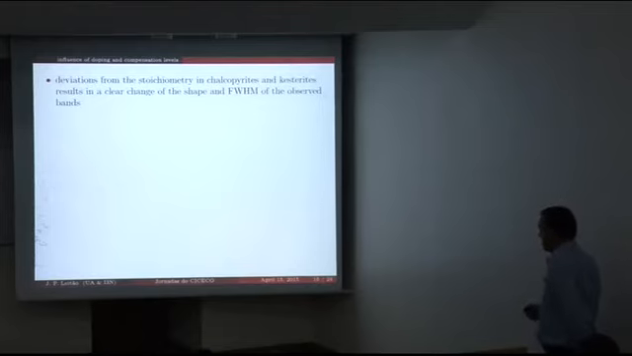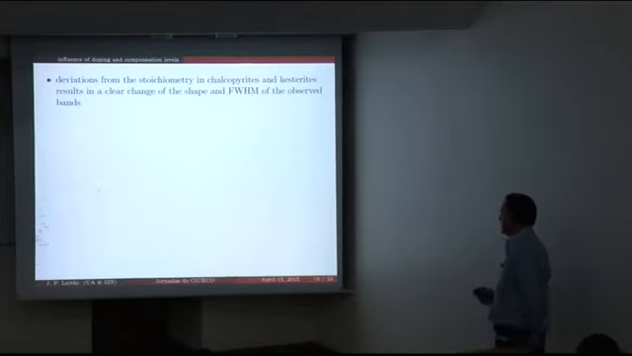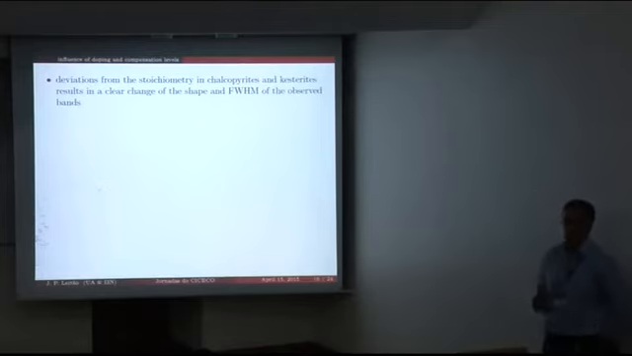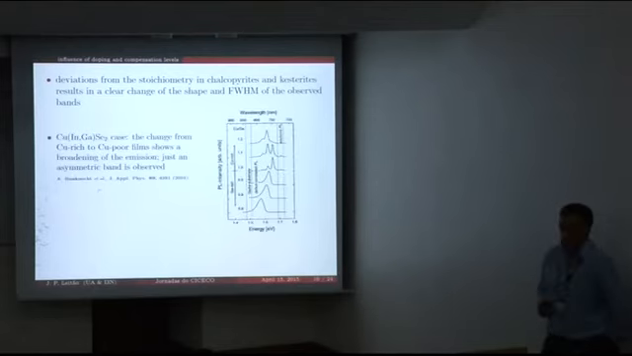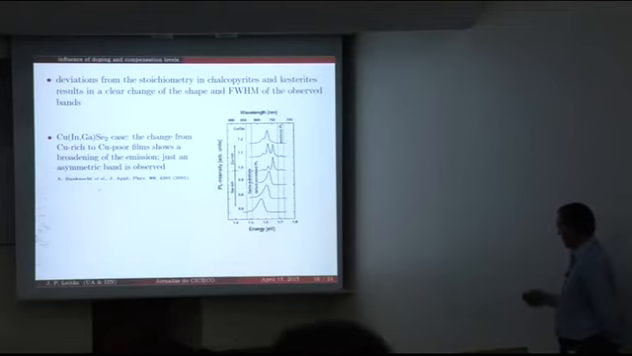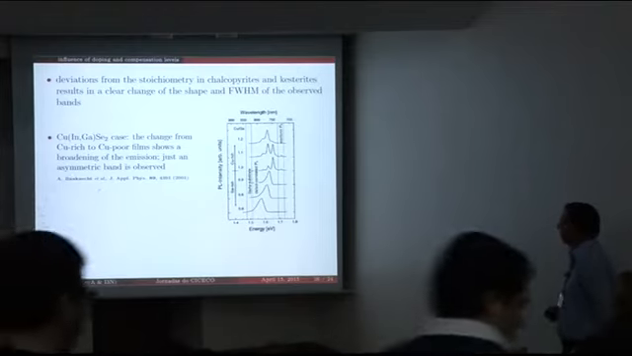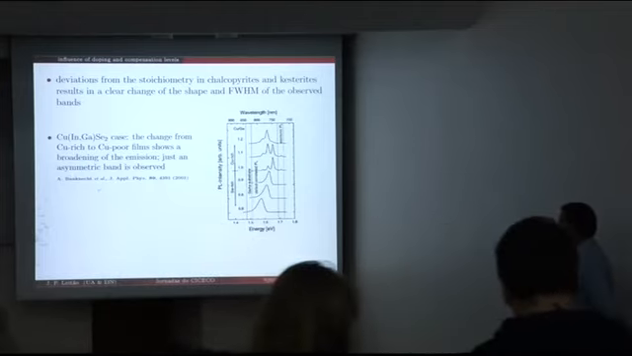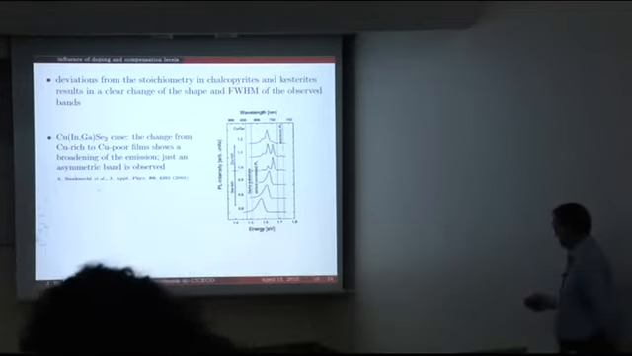The deviations from stoichiometry in chalcopyrites and kesterites result in a clear change of the shape and the full width at half maximum of the observed bands. We have here an example for copper indium gallium selenide, CIGS. We see that for the copper-rich films we observe more or less thin bands, and several of them are observed. As we change from copper-rich to copper-poor films, we observe just an asymmetric band.